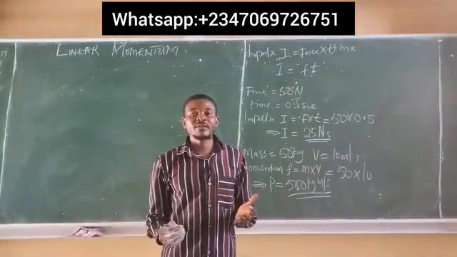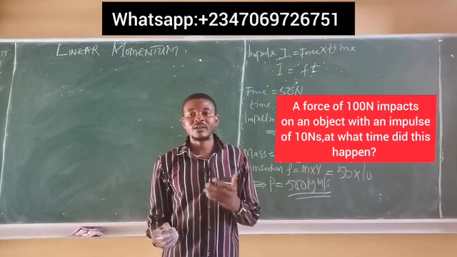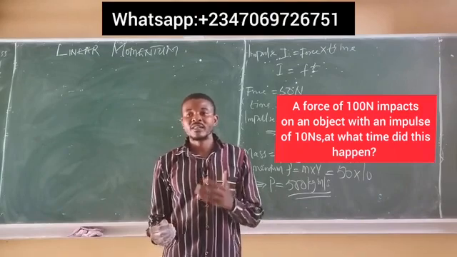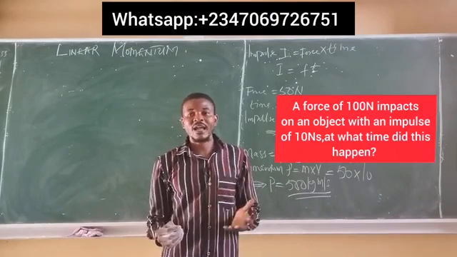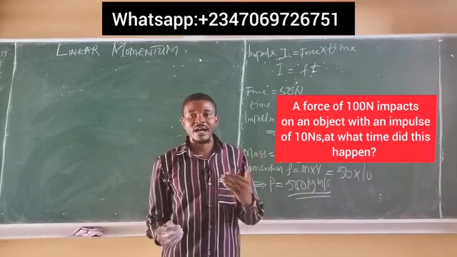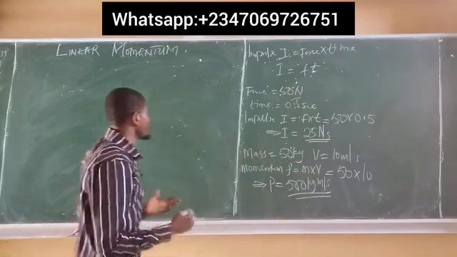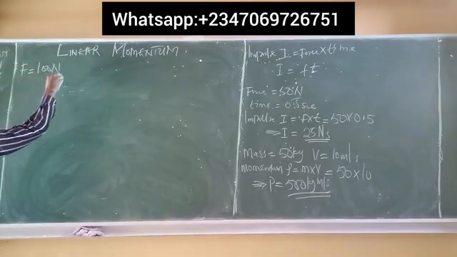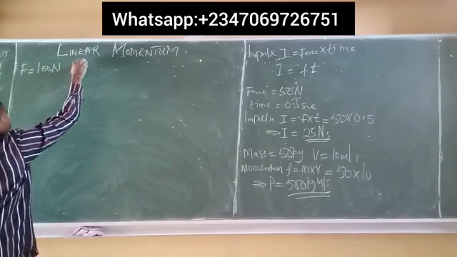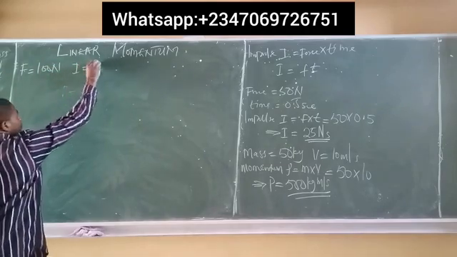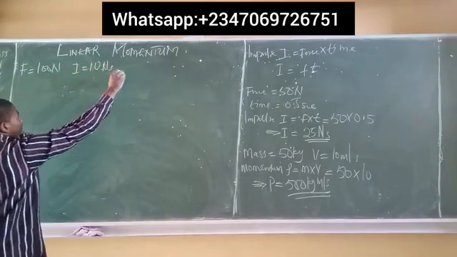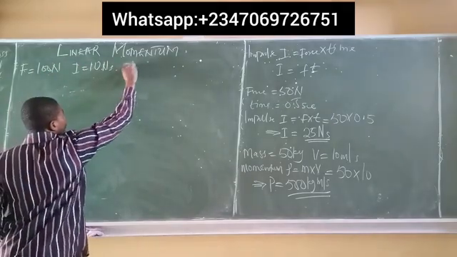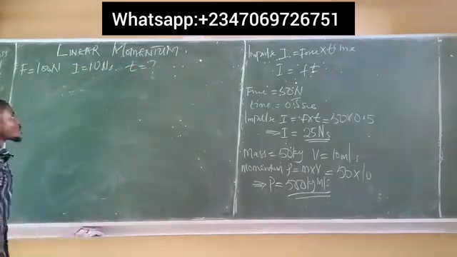So let's say we are given a force of 100 newtons impacting on an object with an impulse of 10 newton seconds. At what time did this happen? At what time did this occur? So we pick out our parameters. A force of 100 newtons impacts on an object with an impulse of 10 newton seconds. Now we are asked to find what? Time. Time is what we are asked to find.